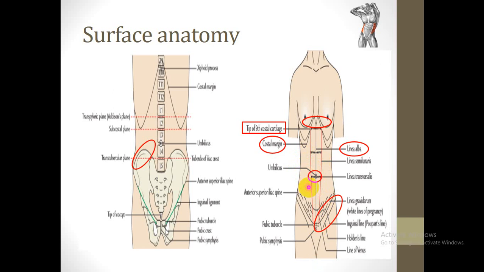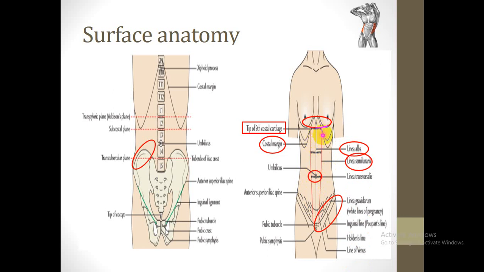Another landmark is the umbilicus. The umbilicus is a depressed or elevated scar found in the midline furrow, or in the linea alba, just below the middle of the abdomen. Another one is the linea semilunaris.